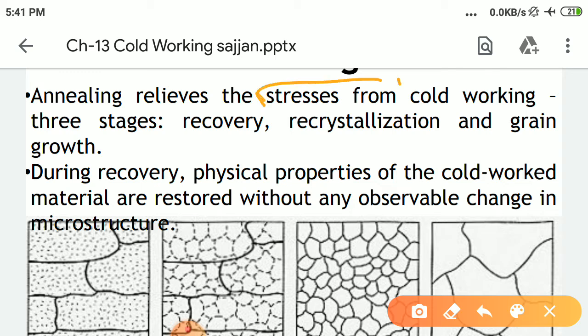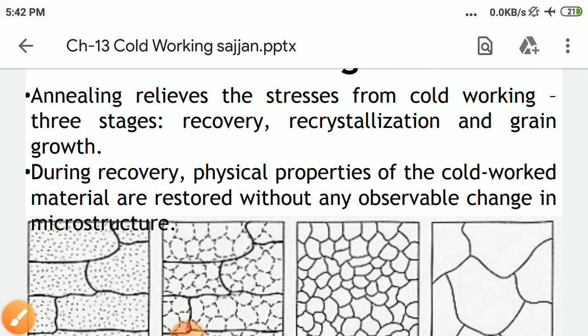You must write here internal. This is a very important question asked many times in exams: what does annealing do? Annealing releases the internal stresses due to cold forming. Those internal stresses are formed inside the material, so by heating you can relieve those stresses. It relieves the internal stresses in these three stages.